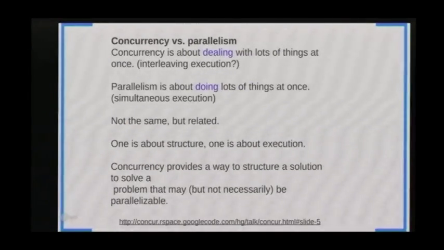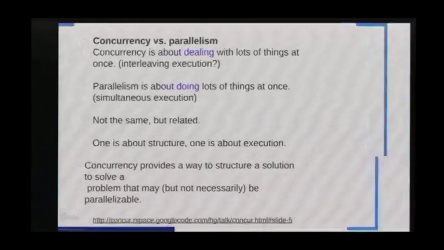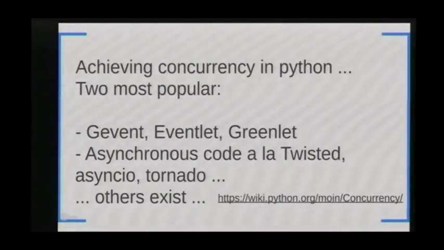Concurrency versus parallelism. Concurrency is dealing with a lot of things at once. Parallelism is about doing a lot of things at once. There's a difference. Subtle, yes, but look into it. Achieving concurrency in Python, there are two popular ways. One is gevent, eventlet, greenlet, and then there's asynchronous code via, like, Twisted, asyncio, and Tornado. Yeah, there are two things. Most popular one is, of course, gevent.